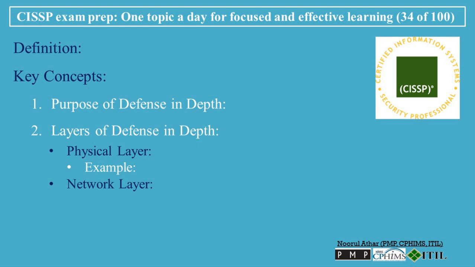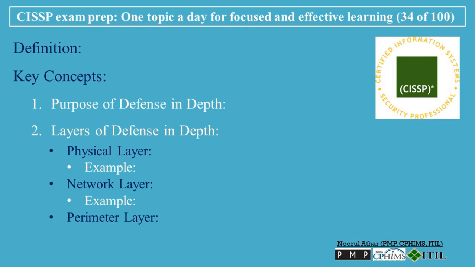Network layer, secures the network infrastructure by controlling the flow of data and access to systems. Controls include firewalls, intrusion detection/prevention systems, IDS/IPS, virtual private networks, VPNs, and network segmentation. Example: firewalls filter incoming and outgoing traffic to block unauthorized access, and network segmentation limits the lateral movement of attackers within the network.